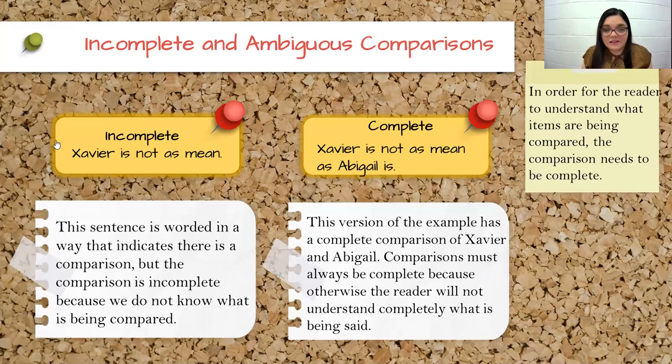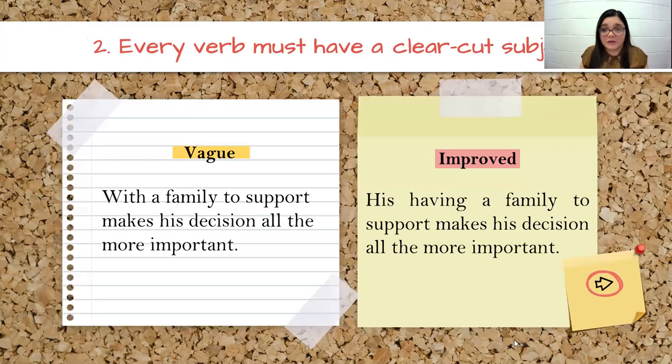The sentence you see here is worded in a way that indicates there is a comparison, but the comparison is incomplete because we don't know what is being compared. And here, in this revised version, you see a complete comparison between two people, Xavier and Abigail. Comparisons must always be complete because otherwise the reader will not understand completely what is being said. In order for the reader to understand what items are being compared, the comparison needs to be complete. Remember that. Do not leave your sentences incomplete.